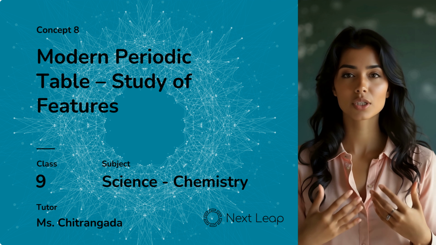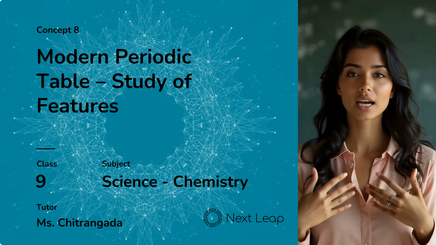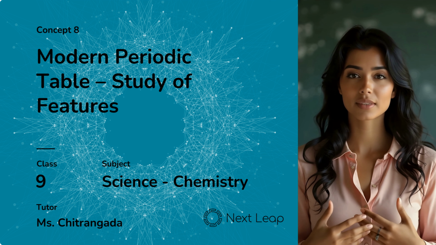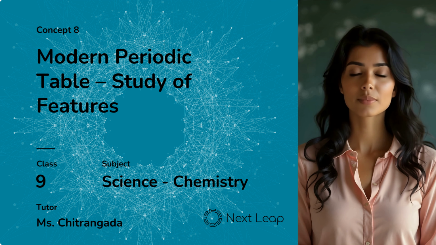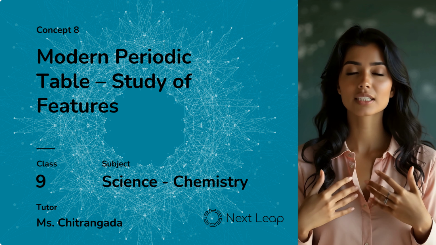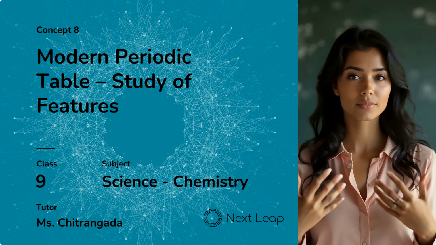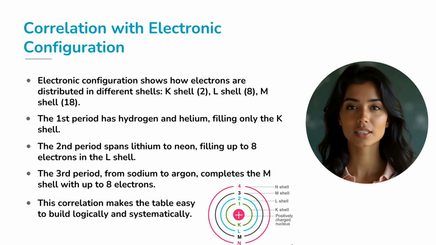According to the modern periodic law, the properties of elements are periodic functions of their atomic numbers. Yes, not their masses, but their atomic numbers. This simple shift, from mass to number, changed the way we study matter forever. Now, here's the real beauty. The periodic table is not just a random arrangement, it correlates beautifully with electronic configuration.